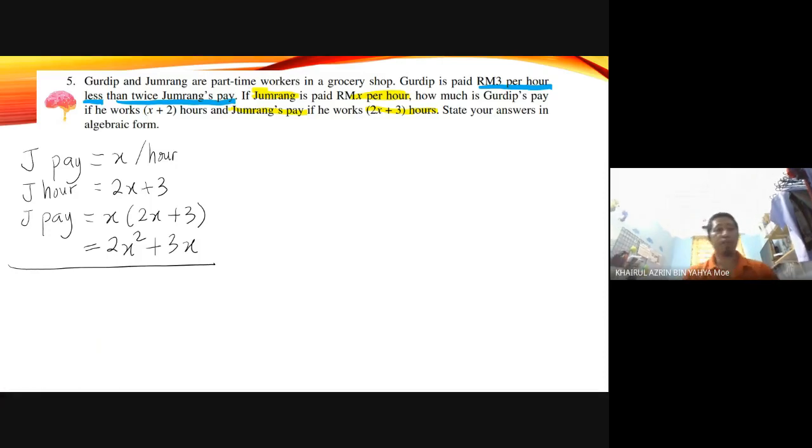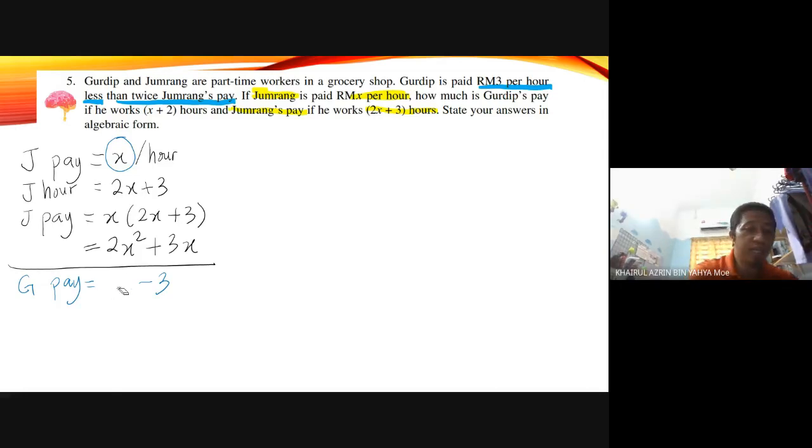Okay, so for Gurdip, I use G. Gurdip's pay. 3 ringgit per hour less, meaning we need to minus 3. Then twice. Twice is 2 times. Twice of what? Twice of Jumrang's pay. Jumrang's pay is this one, X. So we write X. So Gurdip's pay is 2X minus 3.